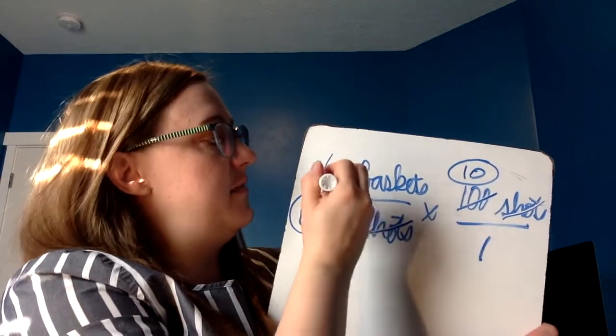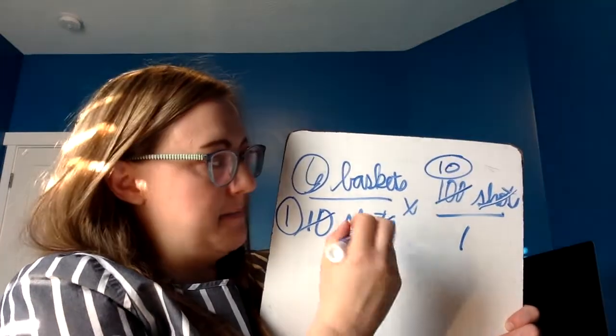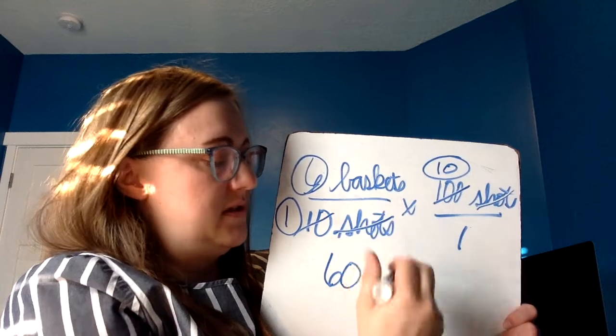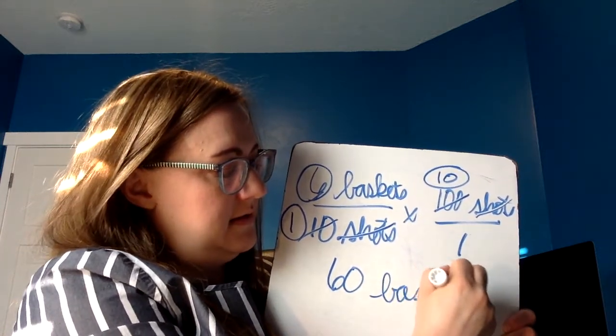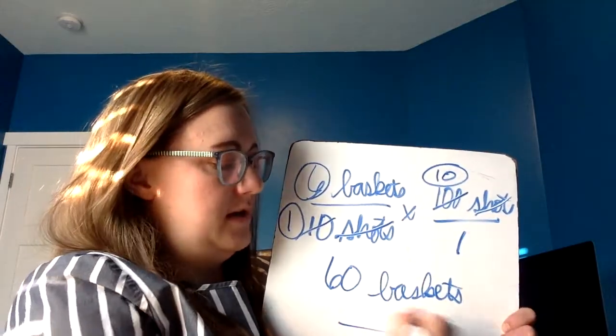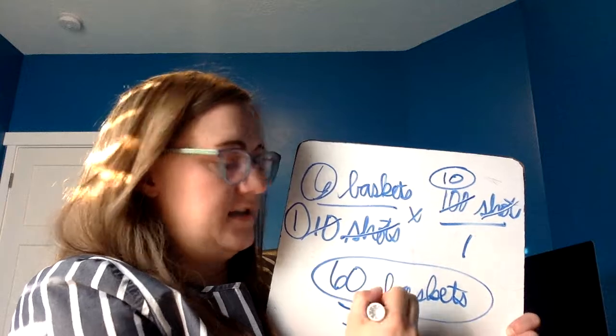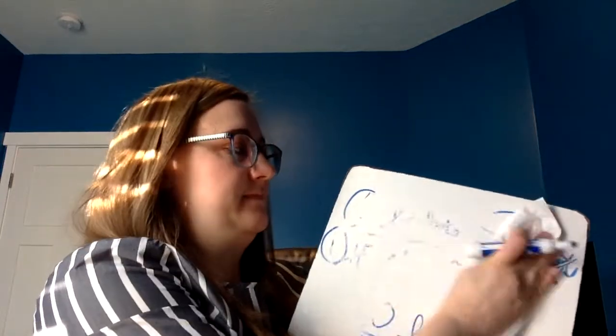Okay, now I'm going to solve. My number over here is 6, so 6 times 10 is 60. Crossed out that label, so all I have is baskets. And then we have 1 times 1, so our answer is 60 baskets. Okay, pause, do C.